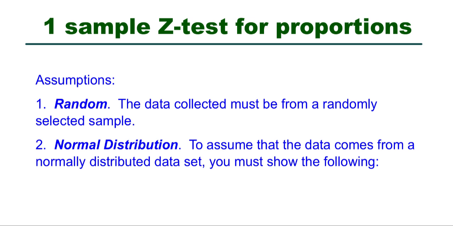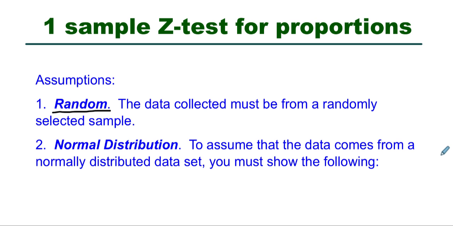In this video, we're going to learn the 7-step process to complete the one sample z-test for proportion. Step 1 is assumptions. There are 2 assumptions you need to check for: random, and that's just like we did before, the data must be collected randomly, and normal distribution.